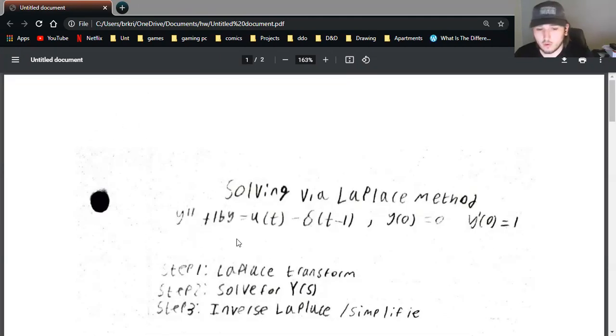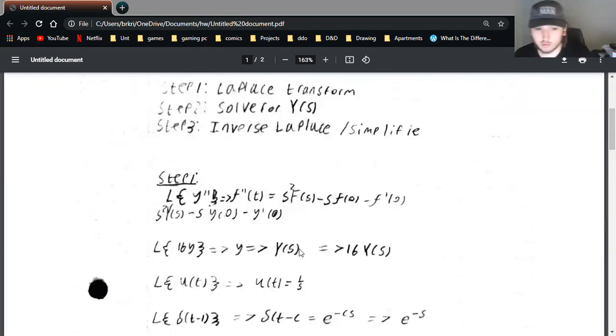So step one, we're going to go through and take the Laplace of each one of these four parts, starting with y double prime. To take the Laplace of this, we will use the form: the Laplace of f double prime of t equals s squared capital F of s minus s f of 0 minus f prime of 0. We would use that, replace the f's with y's, and we got our Laplace form for this one.